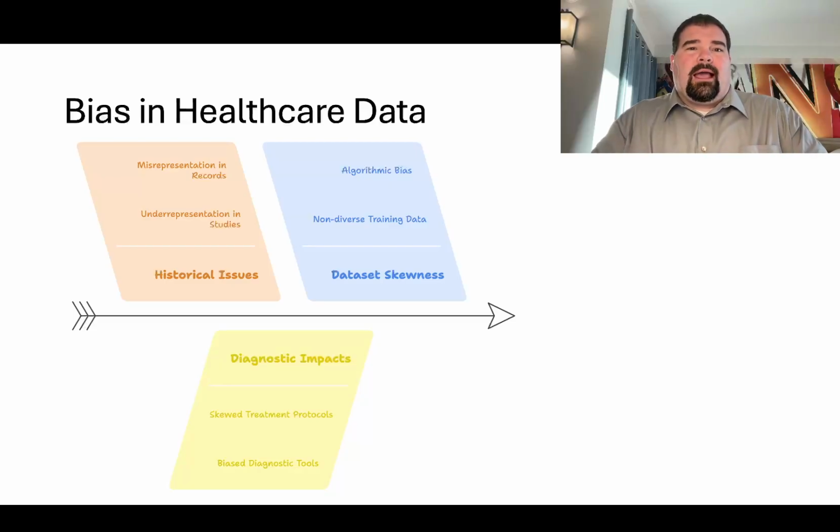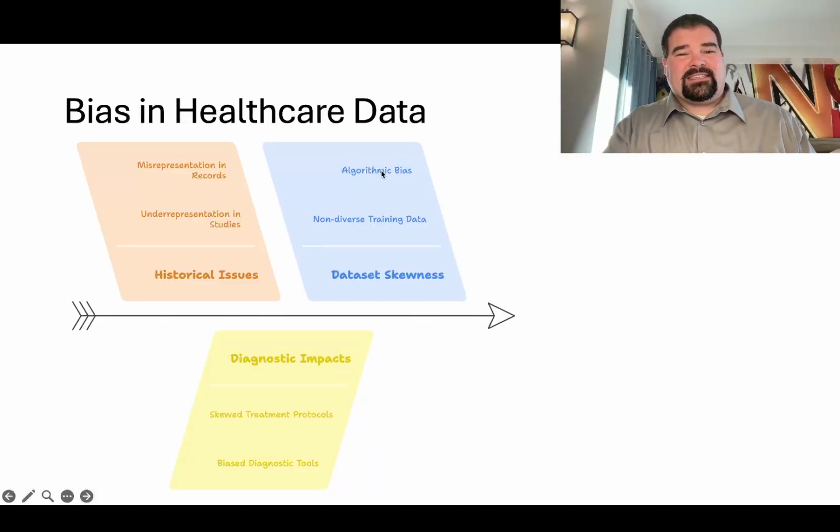So I want to talk to you about bias in healthcare data. And we have a lot of different types of bias that we can tackle here. We've got algorithmic bias. We've got the training data itself is just non-diverse. So if you're in a health system where 95% of your population is white Caucasian, you're going to have a lack of diversity in your training data. And you're going to want to consider how that is going to impact what's going on.